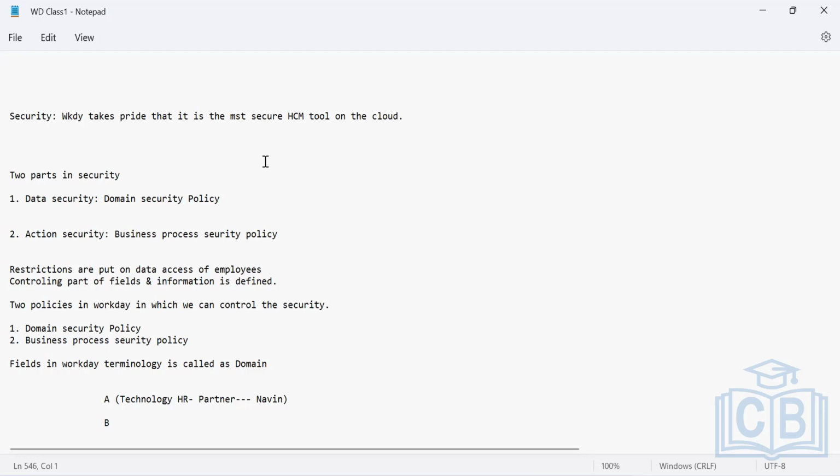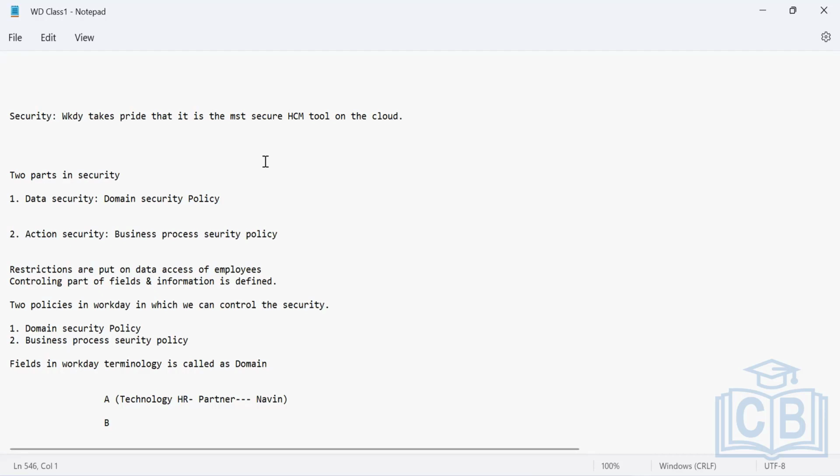I hope you are able to understand what I'm trying to say. Now, when you have this kind of restrictions put, these restrictions are put in such a way that whatever your role and responsibility is in your organization, you will get access only till that. Otherwise, you will not get the access.